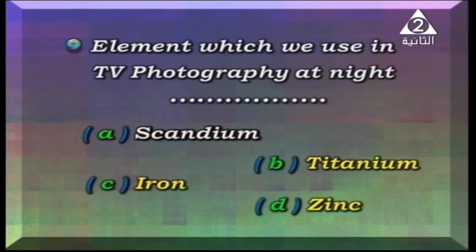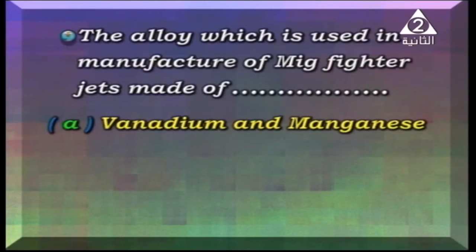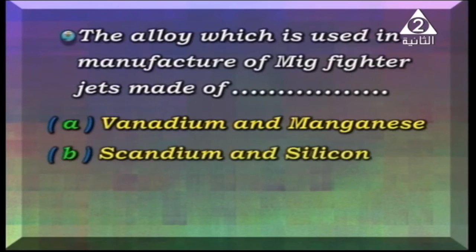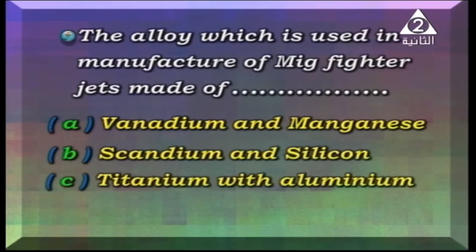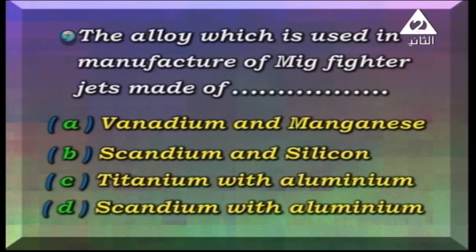Next point, the alloy which is used in the manufacture of MiG fighter jets is made of what? Vanadium and manganese, scandium and silicon, titanium with aluminium, or scandium with aluminium? If you think about it, my dear student, you will find the answer is scandium with aluminium.